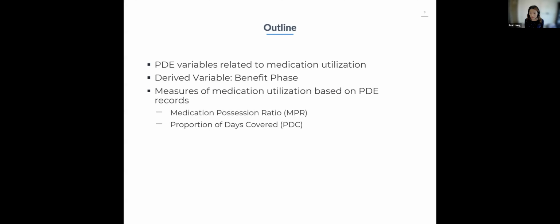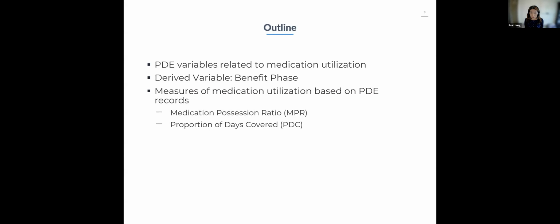Okay, so Steve just covered the most important variable in PDE file. In order to study medication utilization, you need to identify the drug, and that's in the product service ID. So I'm going to build on that. I'm going to discuss a little bit more on how we can actually link or use these PDE variables for our research regarding drug utilization.